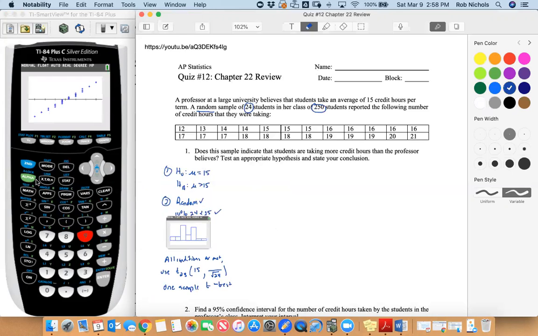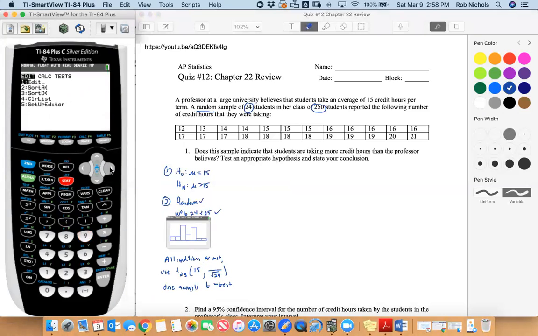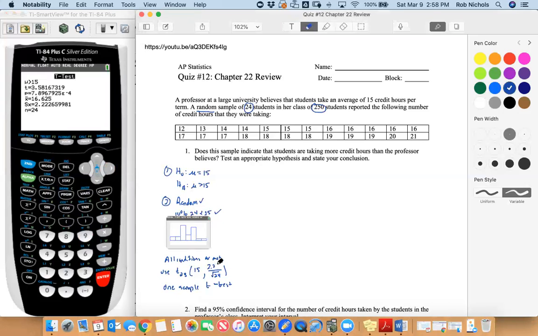Now I'm going to go to stat, go to my tests, and go to t-test, option number 2. I have my data. My mean is 15. It's in L1, and I want greater than, and I hit calculate. Notice I get my standard deviation, so I can plug that in up here, 2.22. There is my distribution I'm using, and there's my test I'm calling.